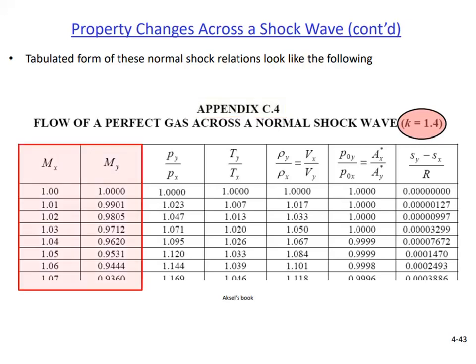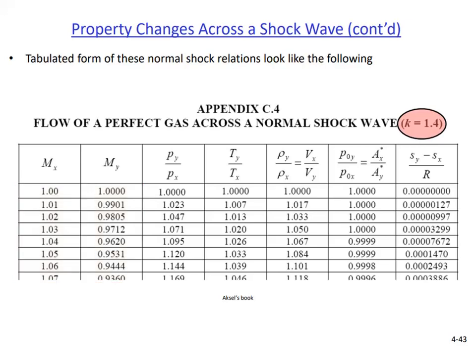Its first two columns are for the Mach number before and after the shock. As you see, the first column starts from Mach number 1, because the flow before the shock must be supersonic. This restriction is due to the second law of thermodynamics, details of which can be found in your textbook. And as you see in the second column, the flow after the shock becomes subsonic. So always, a normal shock wave converts a supersonic flow into subsonic.